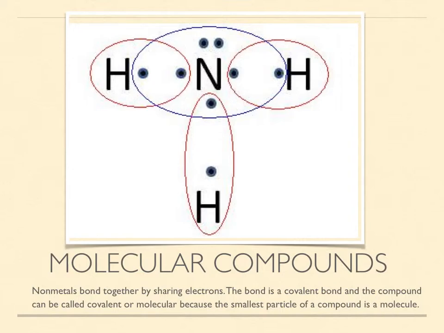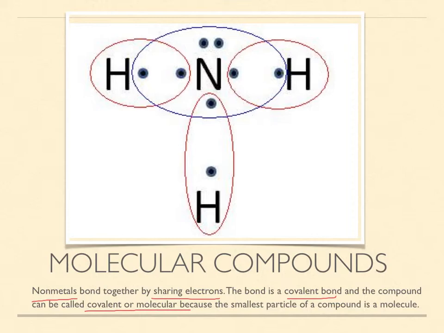Here we have molecular compounds. There are other types of compounds that we'll be looking at. So these are nonmetals bonded together, and they share electrons. So instead of stealing them, like our ionic, they share. So the bond is known as a covalent bond, and the compound is either known as a covalent or molecular, because the smallest particle of a compound is a molecule.